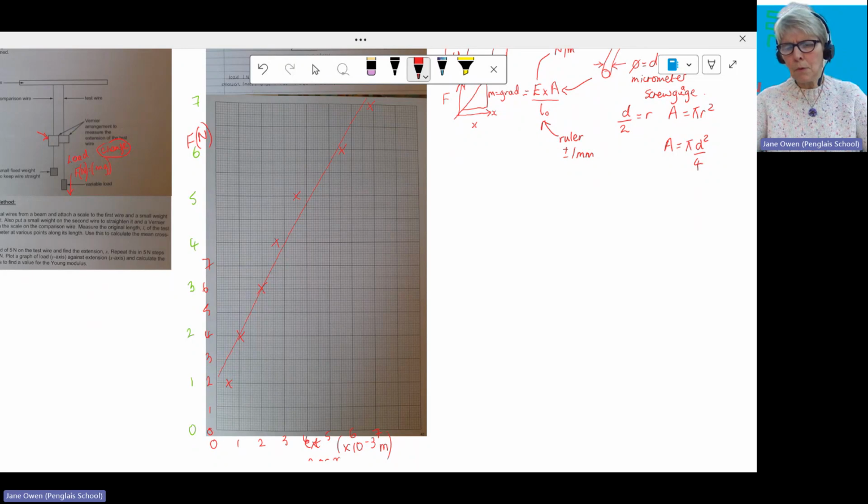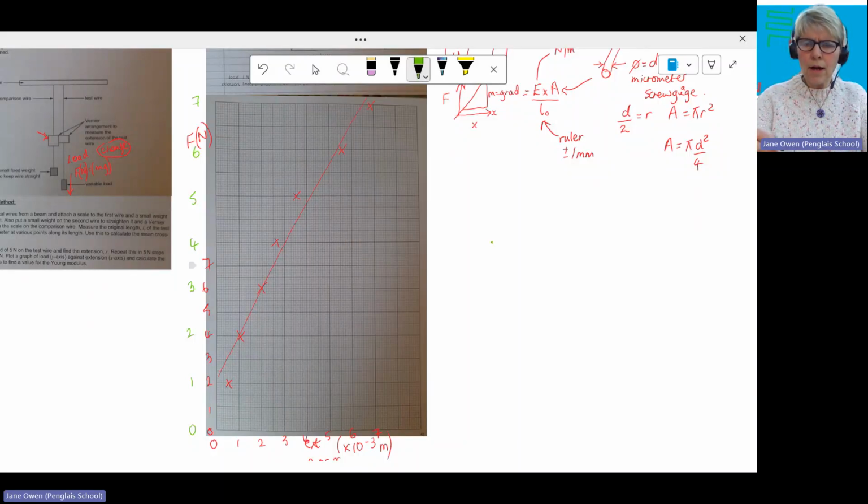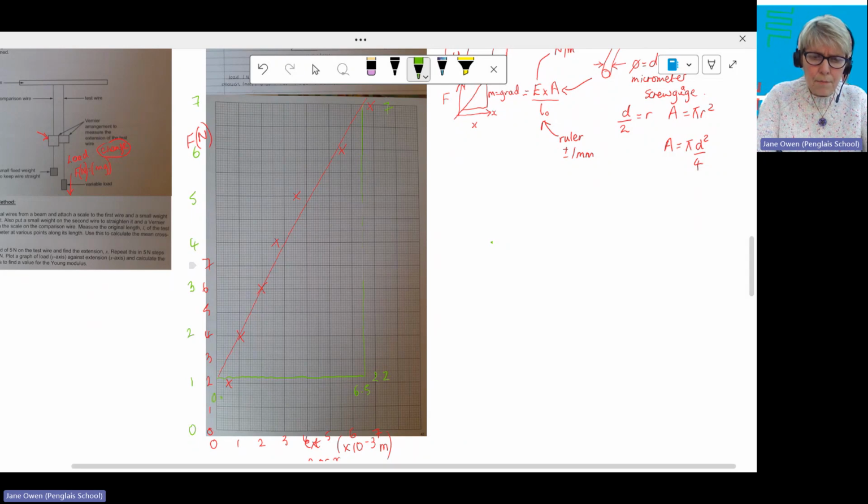So that's a reasonable line of best fit. And then when you draw your triangle, I'll do it in green so it's a different color, just make it as big as possible, and do the read-offs and show the read-offs actually on the graph. Okay, so this one goes up to 2.2 here, this one up to 7 here, this one is 6.5 here, and this one here is probably 0.1 here.